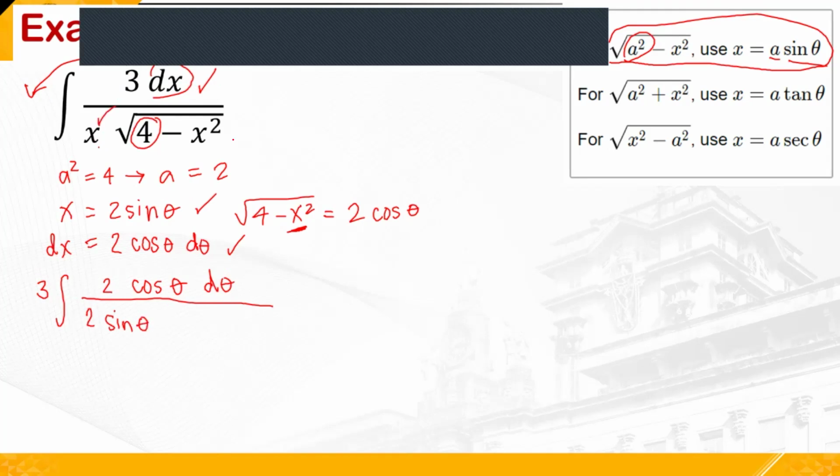Okay na tayo kay x. Now, what about the radical? It's this one, 2 cosine theta. Pag nag-d theta tayo, notice wala tayong variable na x dapat sa integral natin. Trigo substitution. So, mga trigo identity, trigo functions. The 2 cosine theta will cancel out.